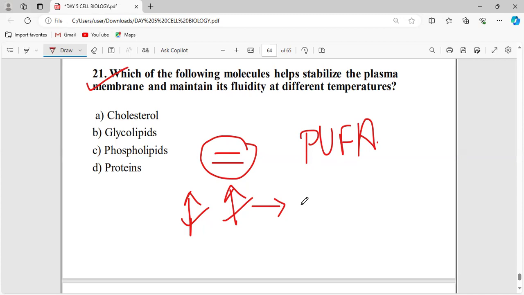In a plasma membrane, which makes up the major portion? Lipid will be the major portion, followed by the protein, and then followed by the carbohydrates. Right? Okay.